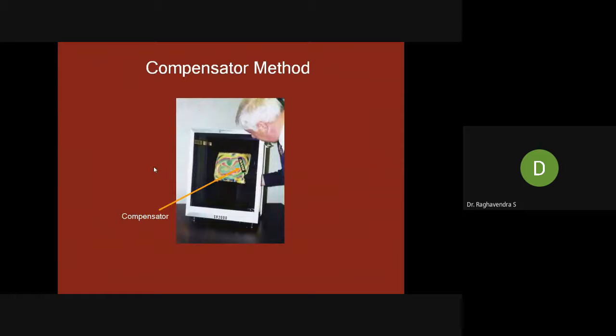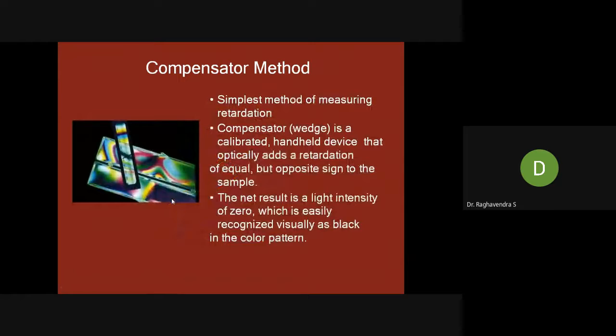They'll use some compensators to check. They hold it and observe it very keenly. They will tell which part of the material is showing stress or strain. See, the compensator method is the simplest method of measuring retardation. A compensator is a calibrated handheld device, something like a small scale.